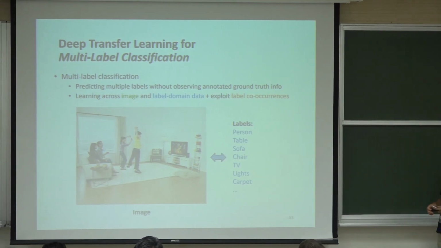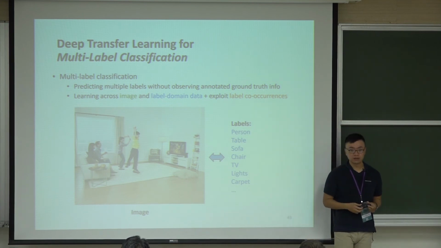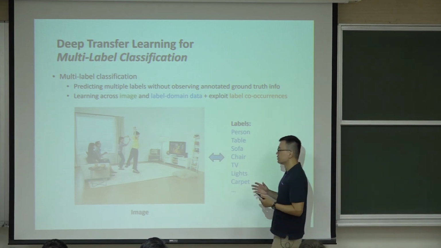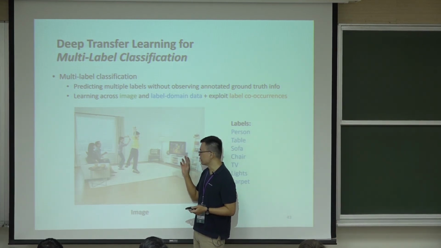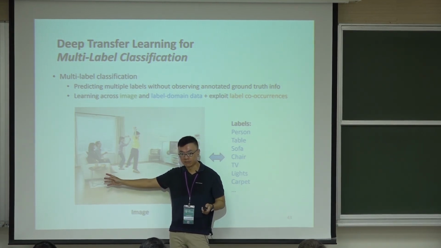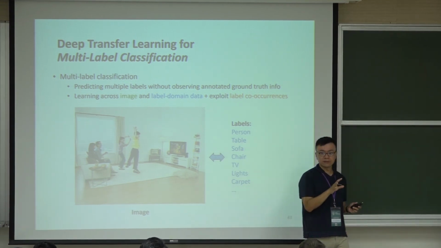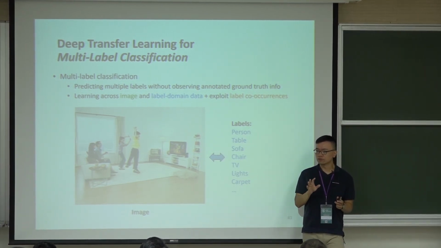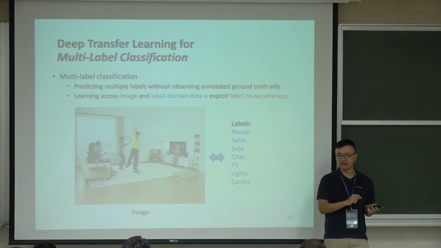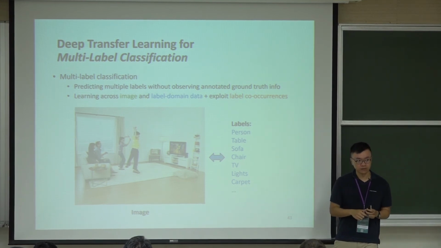Think about it. For example, this is a scene of an indoor living room, right? So for an indoor living room, if you see a TV, then you probably will see the sofa or a table at the same time, right? If you have an outdoor scene, if you see an airplane, would you often see a boat or ship at the same time? Probably not, right? So that is what we meant by label co-occurrence.